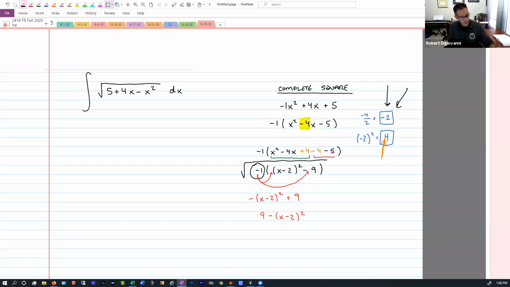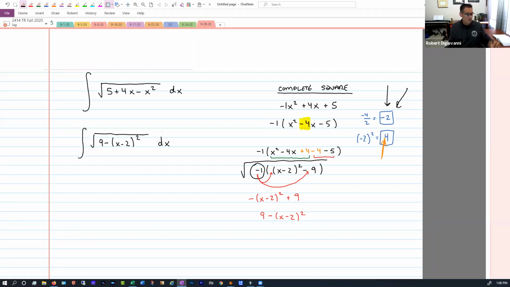And so now our integral becomes the integral of the square root of 9 minus the quantity x minus 2 squared dx. Are there any questions on that? You'll see how I dealt with that -1.